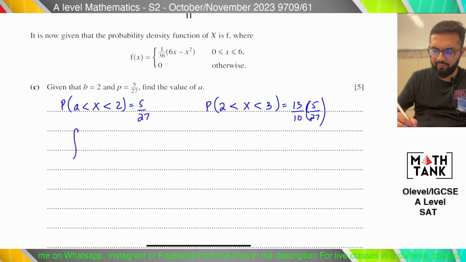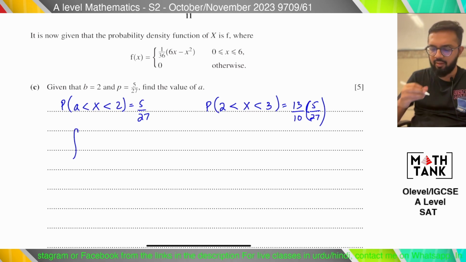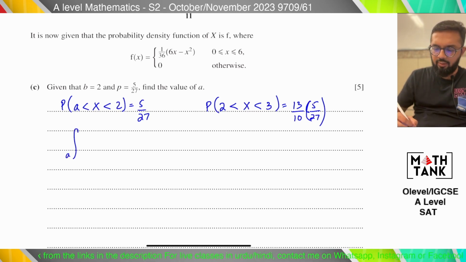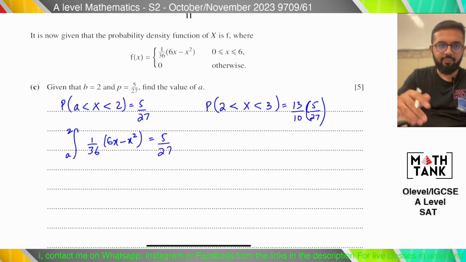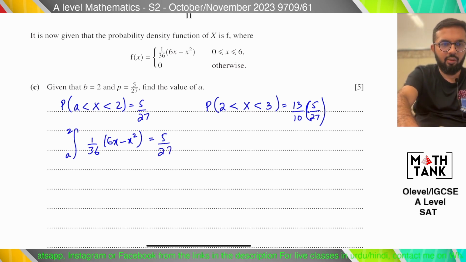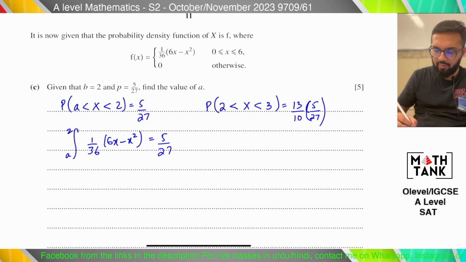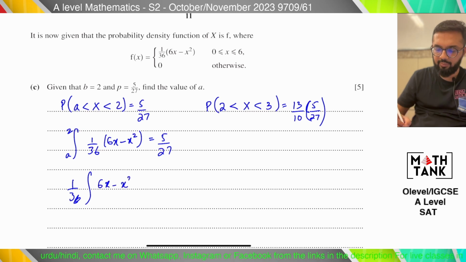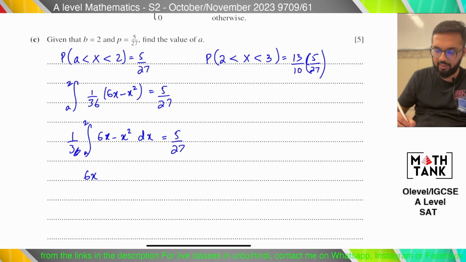So I'm going to say that I have to integrate from A to 2, and I will have to integrate this function, 5 over 27. I'm pulling 1 over 36 out, and I have 6x minus x squared dx from A to 2 equals 5 over 27. I can move 36 to the other side as well, and I'm going to do that in this step.